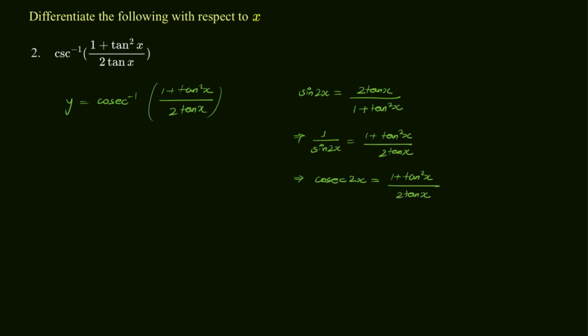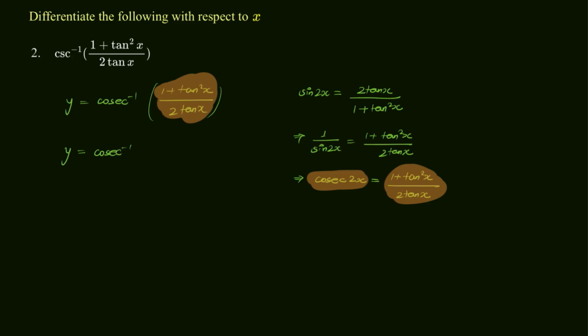Hence my given fraction, that is 1 plus tan square x over 2 tan x, is simply cosec 2x, because that fraction is inside the cosec inverse function. That means y equals cosec inverse of cosec of 2x, and cosec inverse of cosec theta is theta only, that means y equals 2x. Now we will differentiate both sides with respect to x, then my answer will be 2.